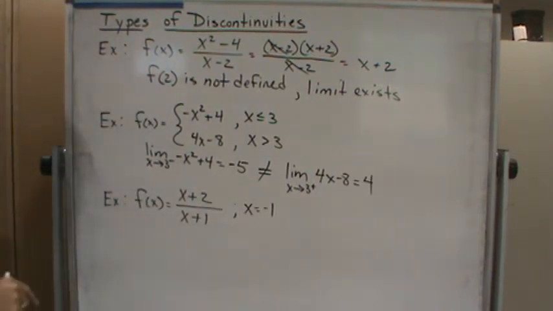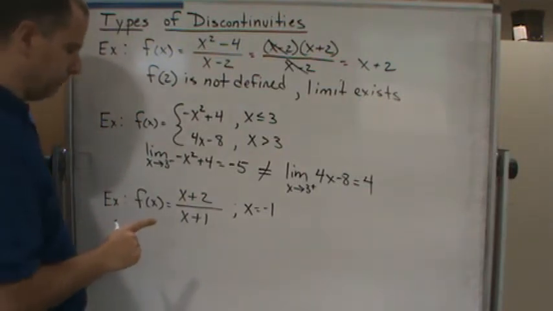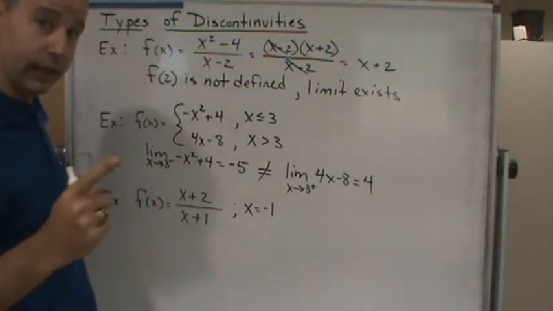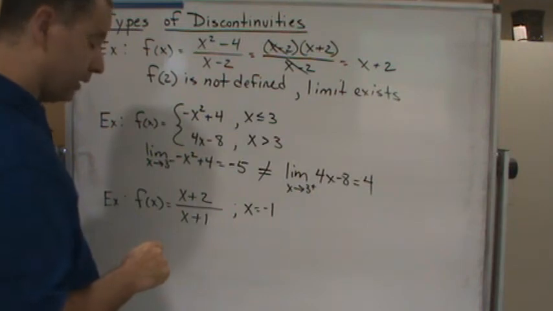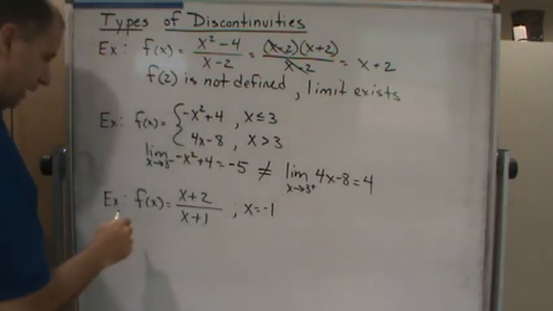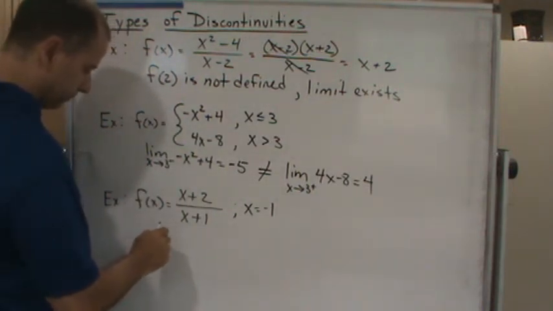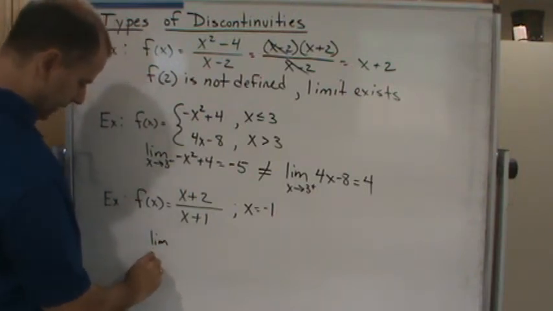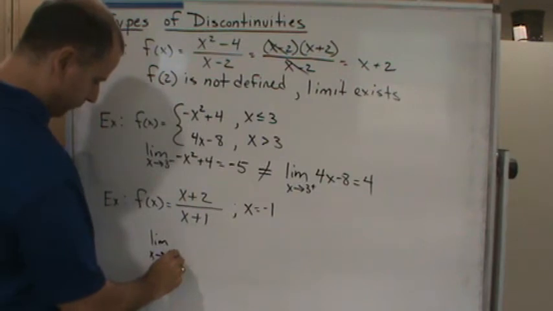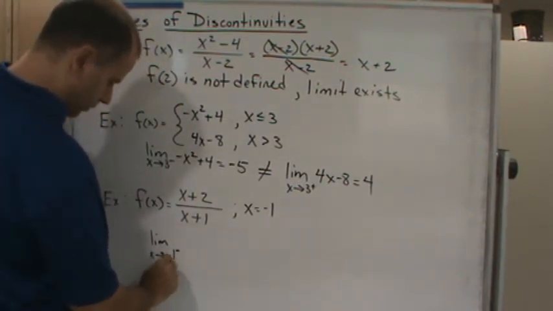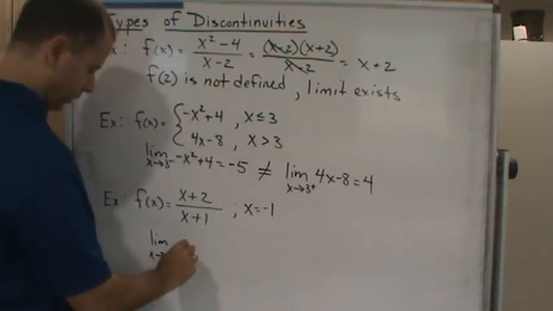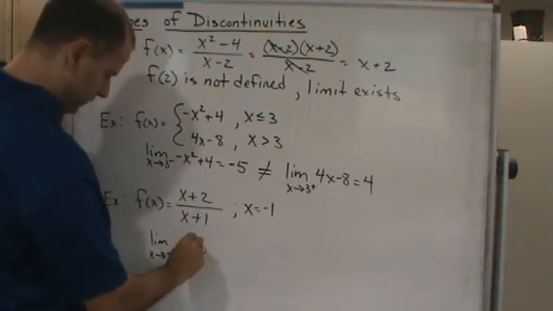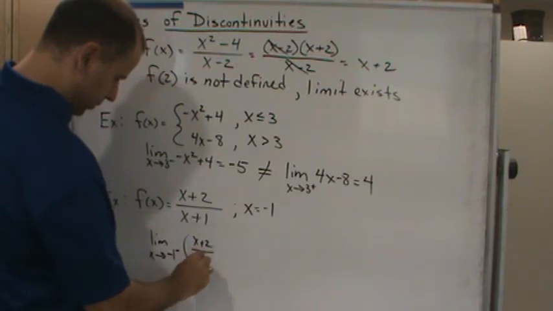Now I suspect that it's an infinite discontinuity, and what we're going to do is look at the left and right-handed limits again, or sided limits. Okay, so if we take the limit as x approaches negative 1 from the left of x plus 2 over x plus 1.